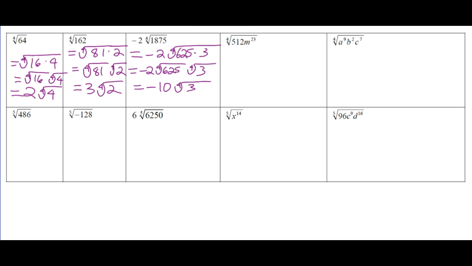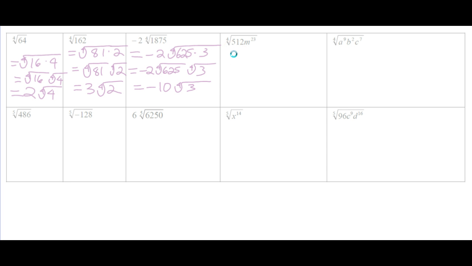All right, then we go to the 4th root. So what's 512? Oh yeah, of course.